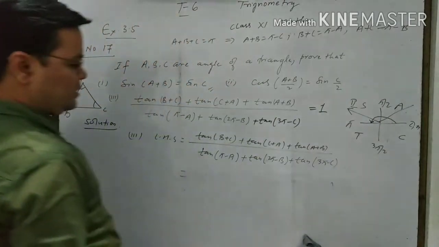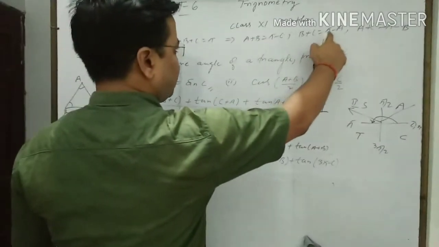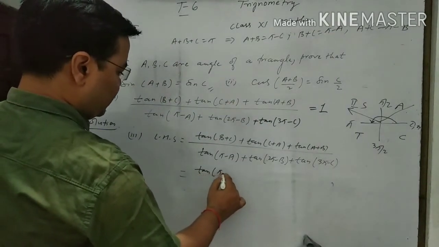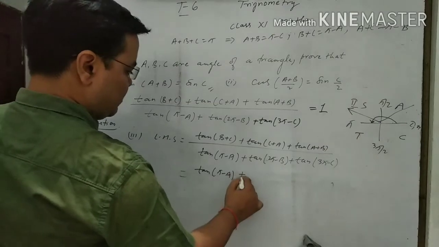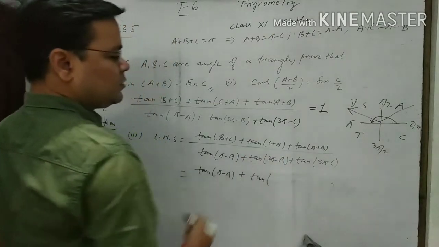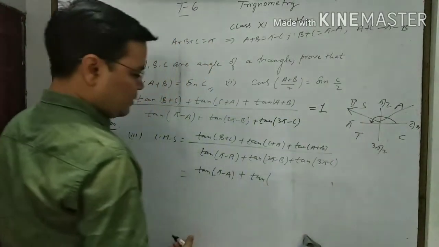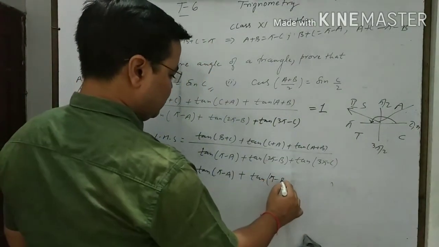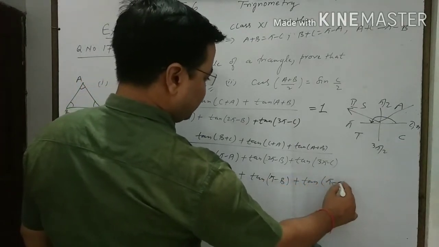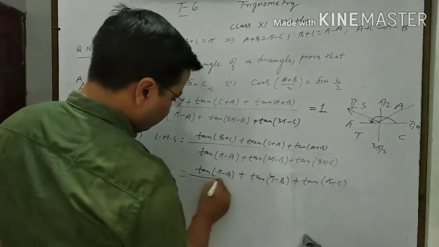Very simply we can write, at the place of b plus c, pi minus a. So here tan(pi minus a) plus tan(c plus a), which will be pi minus d, plus tan(a plus b), which means pi minus c. Okay. After that what will we do?